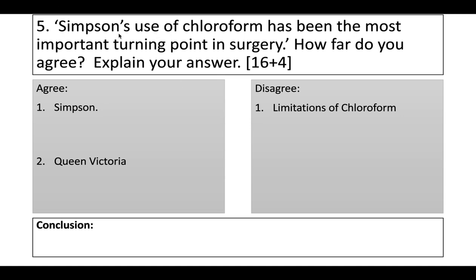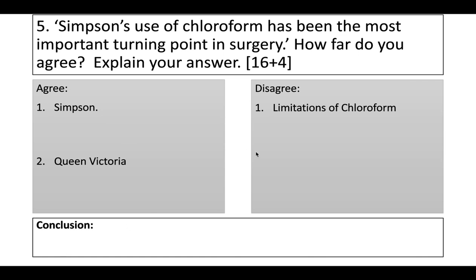So we need to present the argument that Simpson's use of chloroform had been the most important turning point, and say how it improved surgery because people weren't dying of pain shock, and they could do more complex surgery because they could be put under for longer, put asleep for longer. Okay, then we can talk about Queen Victoria and how she used chloroform, and that this increased the number of people who used chloroform, and it made it have a greater effect.